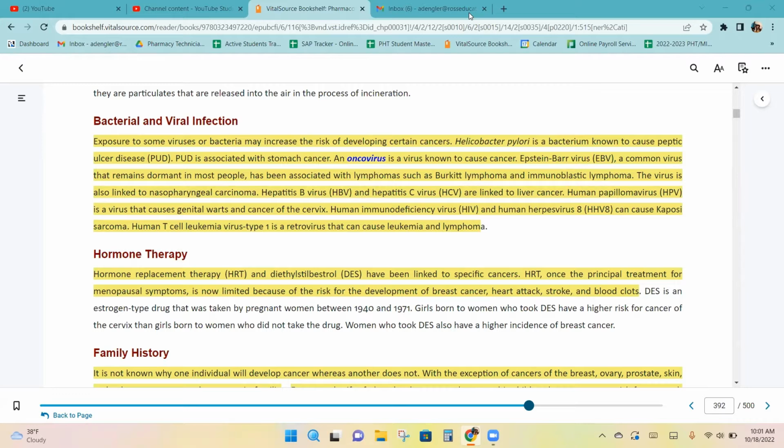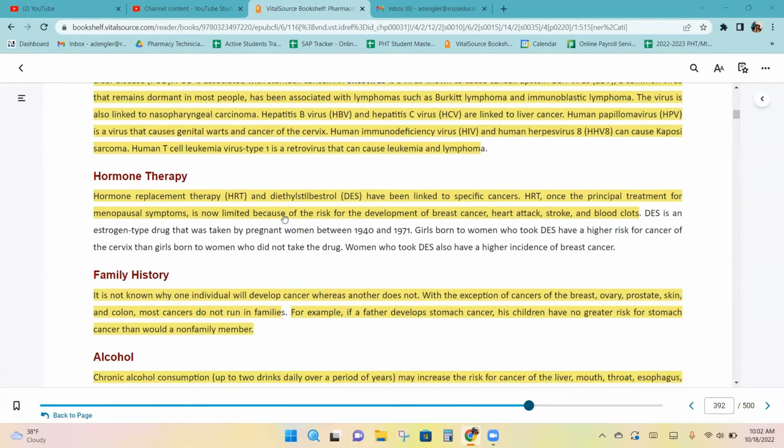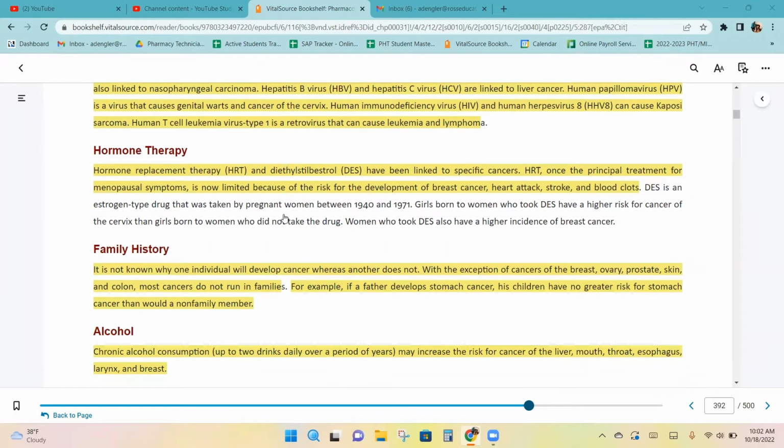Hepatitis B virus and hepatitis C virus are linked to liver cancer. HPV is a virus that causes genital warts and cancer of the cervix. HIV and human herpes virus 8 can cause Kaposi sarcoma. Human T-cell leukemia virus type 1 is a retrovirus that can cause leukemia and lymphoma. Hormone replacement therapy and diethylstilbestrol have been linked to specific cancers.